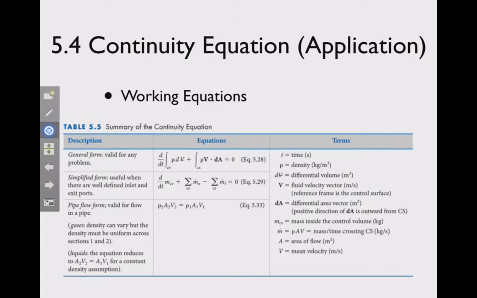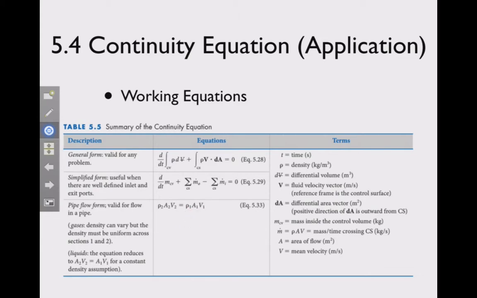So we have these working equations. We just talked about this equation, and we talked about this equation. These are in their general form and the simplified form. We also know that for pipe flow, this can be reduced even further to just rho 2 A2 V2 equals rho 1 A1 V1, where V is the velocity.